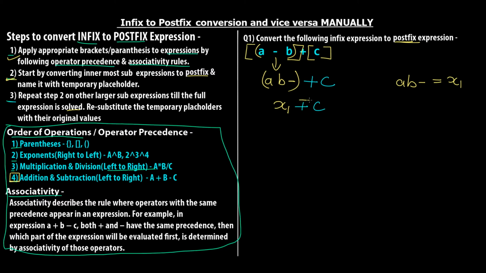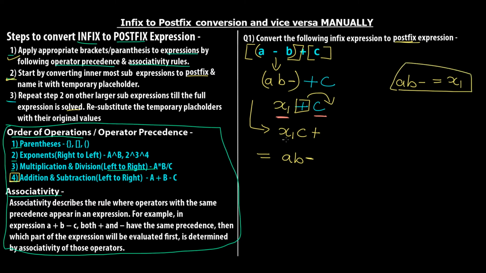Over here the operator is plus. For plus operator, the two operands are x1 and c. So this plus operator comes over here. So we will have x1 c and plus will come over here. Now we have pretty much arrived at the result, but if you see, x1 is actually ab minus. So we have to resubstitute the value of x1 over here, and ultimately we will be getting ab minus, which is the value of x1. You can see over here.